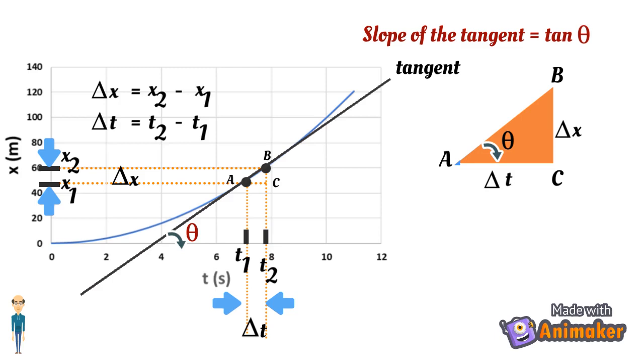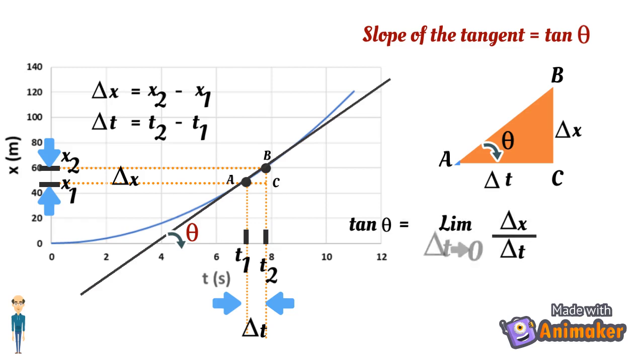So going back to our dear friend, the limit, we have tan theta equal to the limit of delta x by delta t as delta t tends to 0. And that is equal to the derivative dx by dt, which is equal to the velocity v.